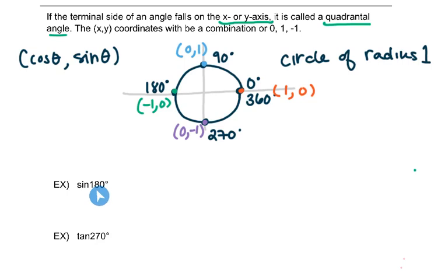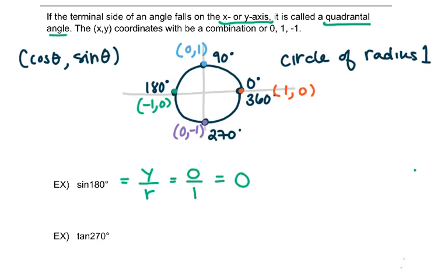What would be sine of 180 degrees? 180 degrees takes us over there. My y value, because sine is y, my y value is 0. Sine of 180 degrees is 0. Or you could think about it as being y over r. Well, that is 0 over, this is a circle of radius 1, which is just 0.